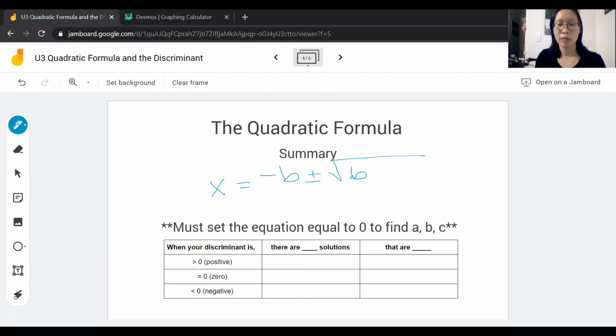root of b squared minus 4ac all over 2a. This part under the square root is called the discriminant, and it tells you how many and what kinds of solutions you have. When it is positive, there are 2 real solutions. When it is 0, there is 1 real solution. And when it is negative, you have 2 imaginary solutions.